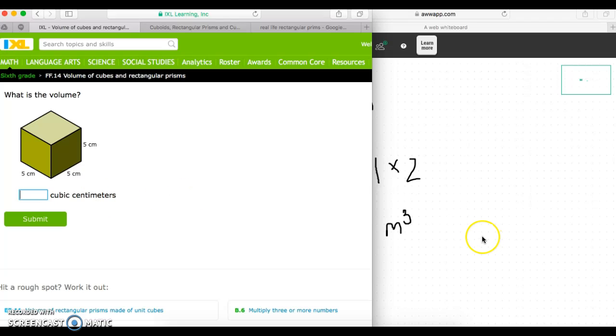All right. So you are going to work through a couple problems on your worksheet, and if you finish early, you can check your answers, and then you could work on this skill on IXL.